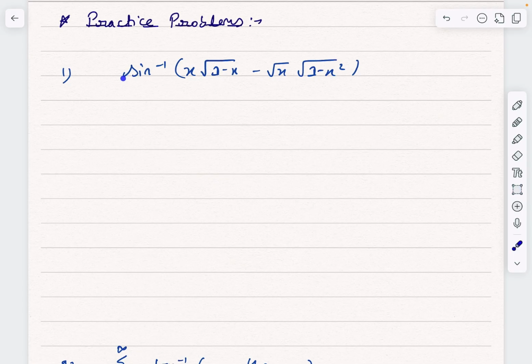We have to simplify this thing: sine inverse of x root 1 minus x minus square root x root 1 minus x square. We have to just simplify this. You can give it a try, then we'll start the discussion.